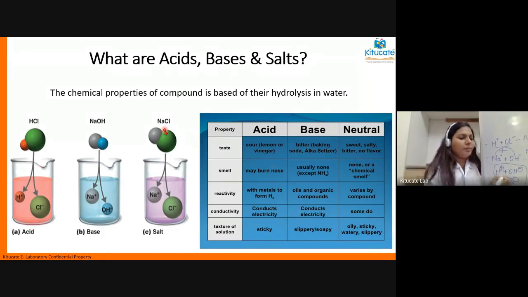Because water cannot be acidic or basic. Water is neutral. So the acidic property or basic property, whichever is stronger, that will be passed on to the salt which is formed in the process.